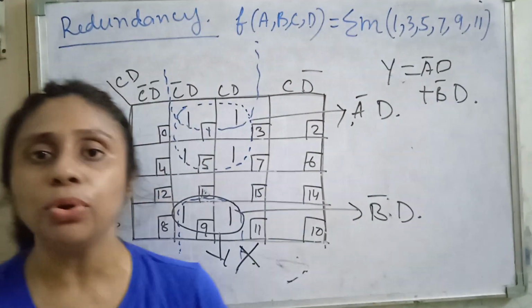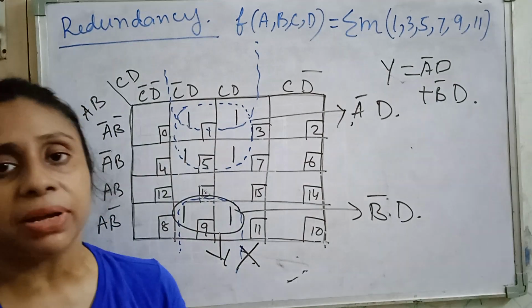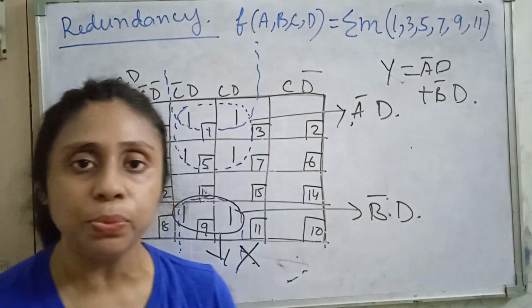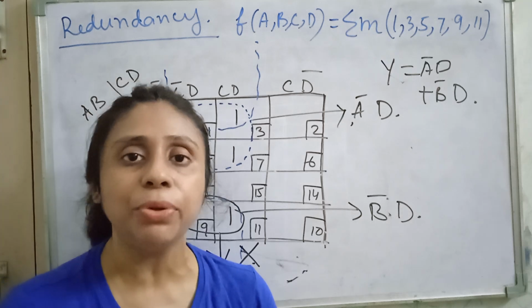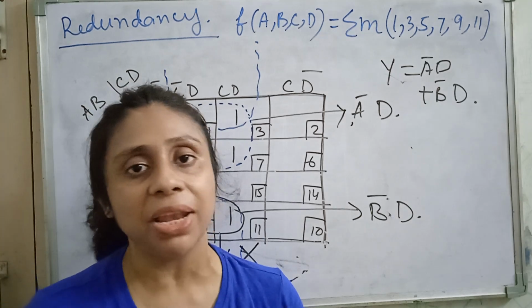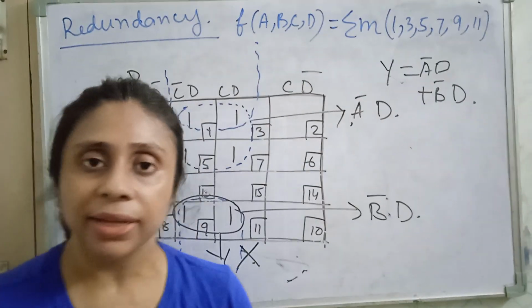What is the redundant group? A group in which all members are members of some other group. So that will give you a redundancy, and redundancy will give you a wrong output in the minimized expression. So that must always be avoided.